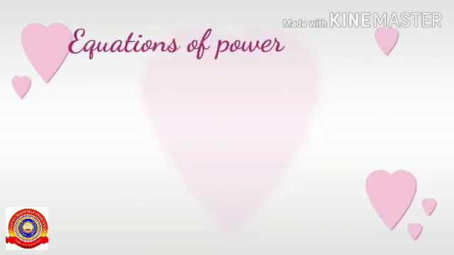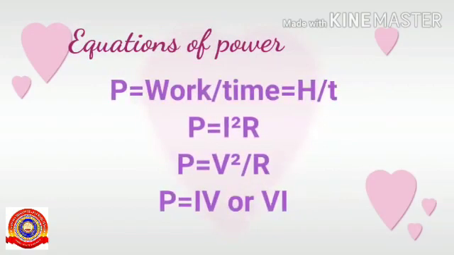Let's see once more the equations of power. Power equals work by time. In the case of heating appliances or electrical appliances, heat is the work done here, so the equation changes to H by T. The second equation is P equals I square R. The third equation is P equals V square by R. And the fourth equation is P equals I into V, or we can also write it as V into I. These are the equations for finding power. And the unit of power is watt, W-A-T-T. So these are the equations of finding power.